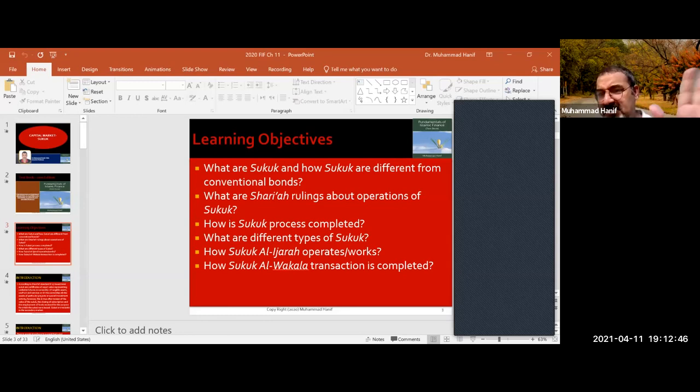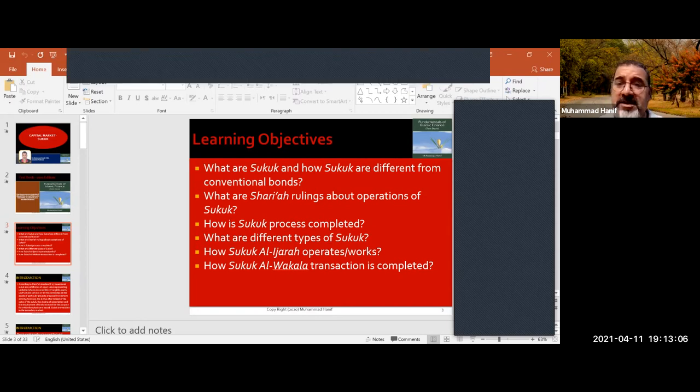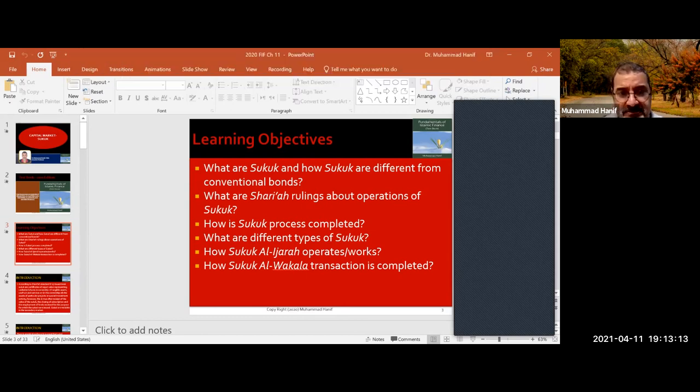You will see later on there are different types of Sukuk, but I am telling you Sukuk al Ijarah. In order to issue the Sukuk, you need to have an asset and you will sell that asset to the investors, and the return of investors, the profit of investors, will be generated from the use of that asset. So that is the basic mechanism of Sukuk. These are the learning objectives of this topic. So here we go.